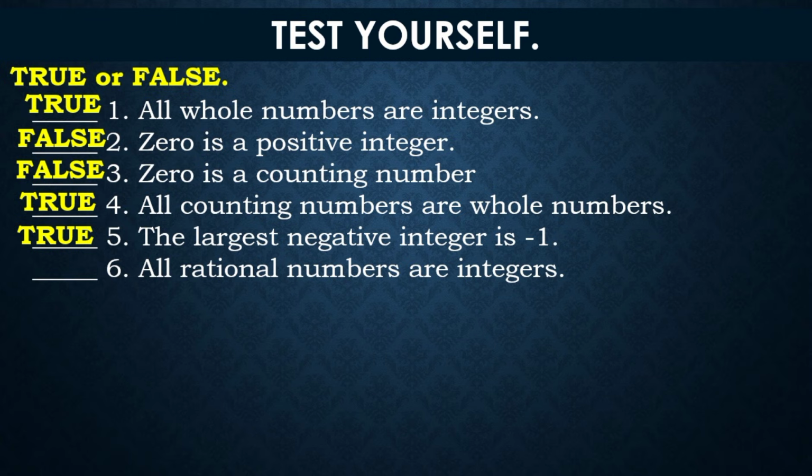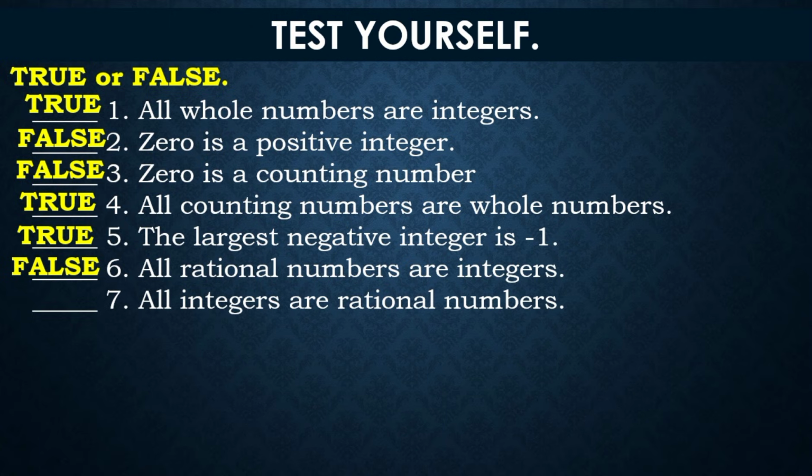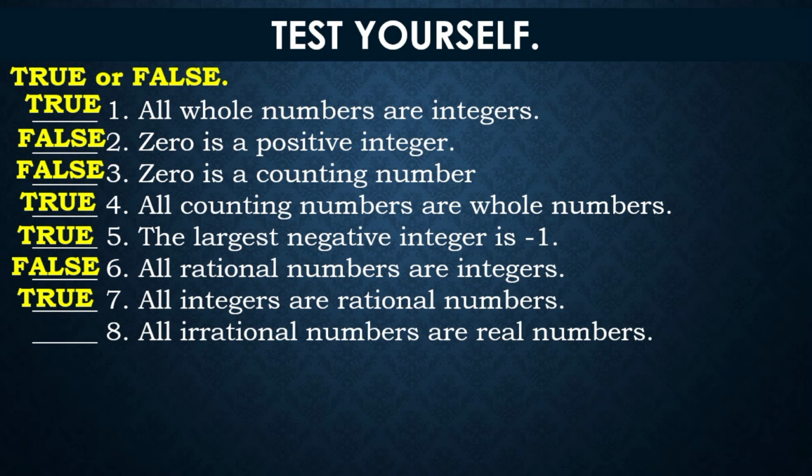Next, all rational numbers are integers. Lahat ba ng rational numbers are integers? No, because we also have non-integers. So, therefore, that is false. Number 7. All integers are rational numbers. That is true because integers are subset of rational numbers. Number 8. All irrational numbers are real numbers. Makikita ba natin si irrational number sa real number? Is it a subset? Yes. So, therefore, this is true.